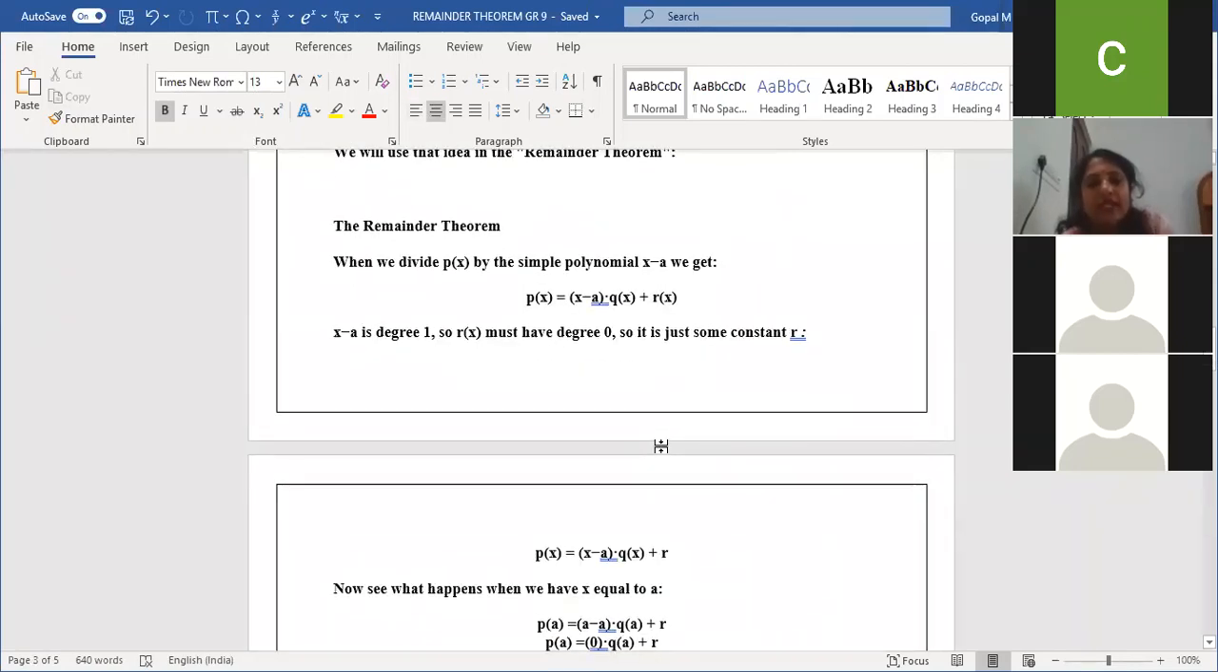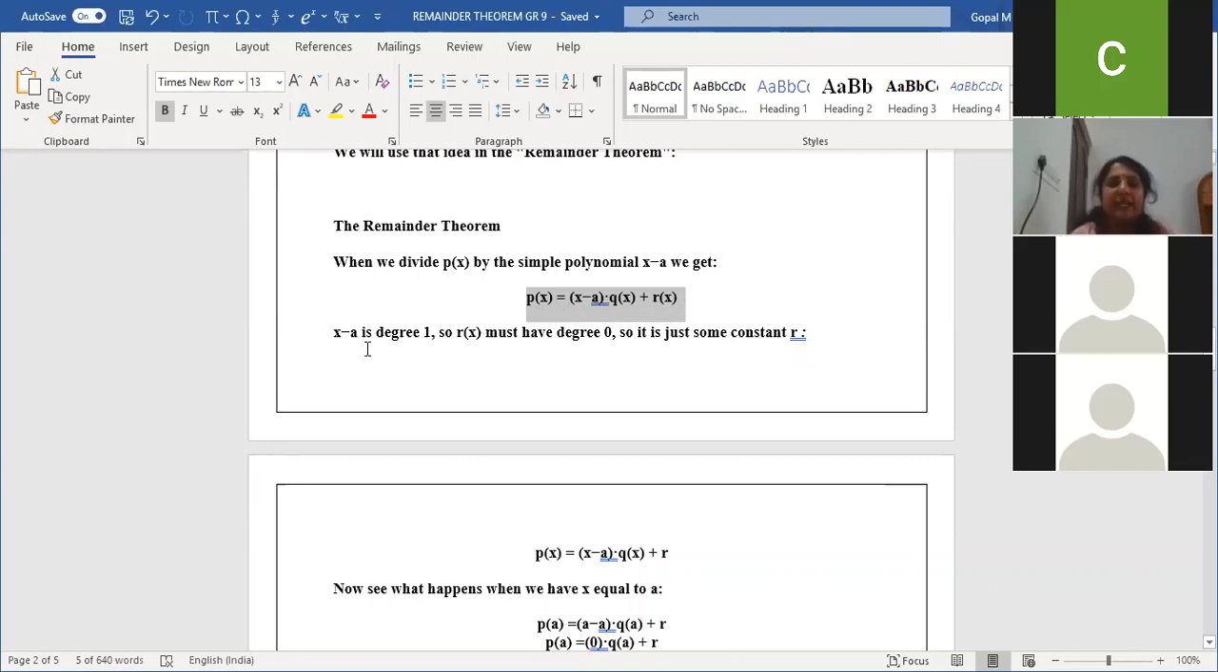Okay, so let us take the remainder theorem. When we divide P of x by the simple polynomial x minus a, x minus a is a linear polynomial. x minus a is the divisor and P of x is the dividend. So I'll just show the algorithm here. P of x is the dividend, x minus a is the divisor, Q of x is the quotient and R of x is the remainder. I am going to divide P of x by x minus a, and I'll get quotient Q of x with remainder R of x.